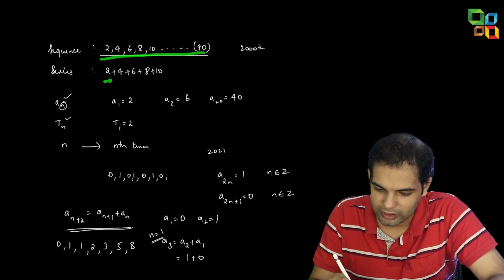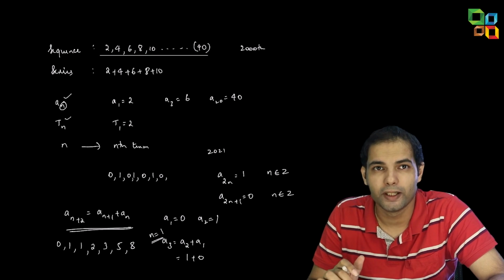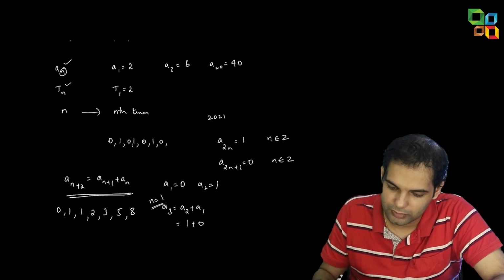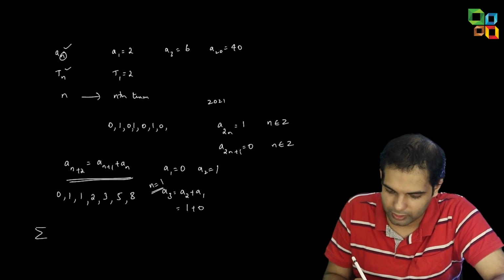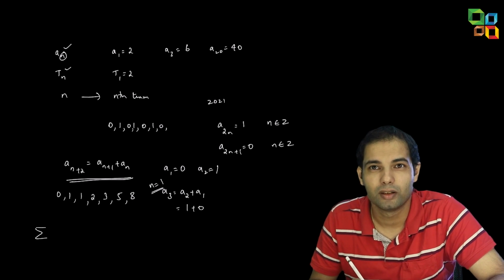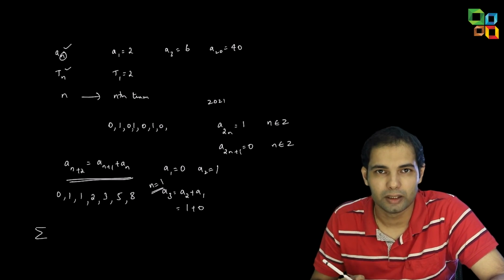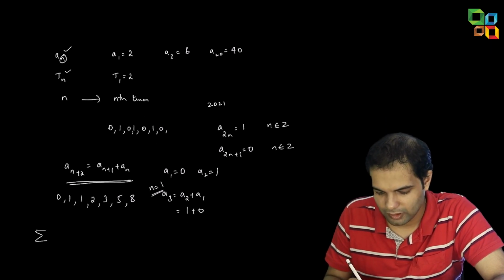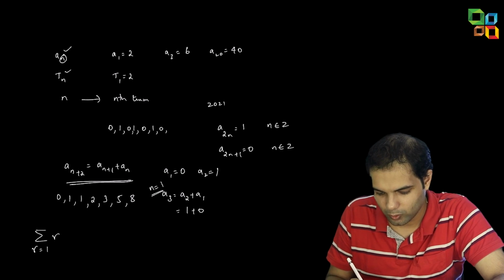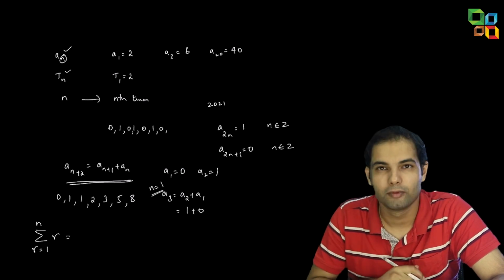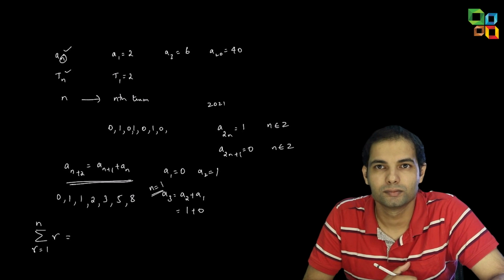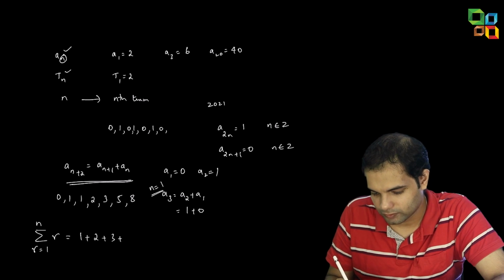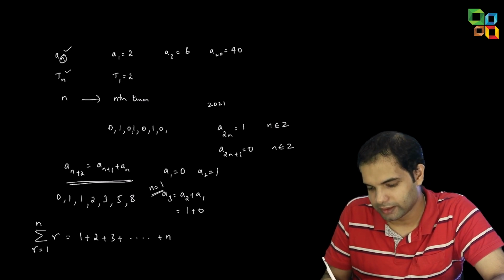See, after sequence, we'll come to series. We won't try to find the sum of anything, but there's a notation which is used, called summation. We'll try to use it once. So summation. Have you seen this notation before? Yeah, you have seen. Okay. So if I say summation r, with r equal to 1 to n, what does it mean? 1 plus 2 plus 3 up to n. Is it clear for everyone?